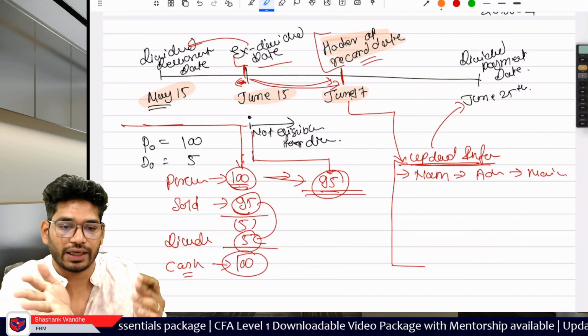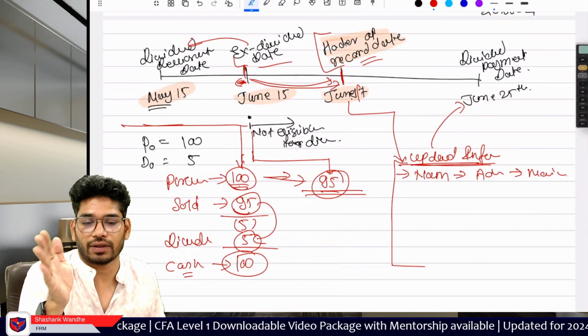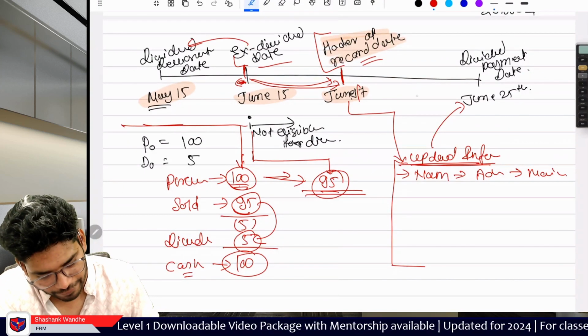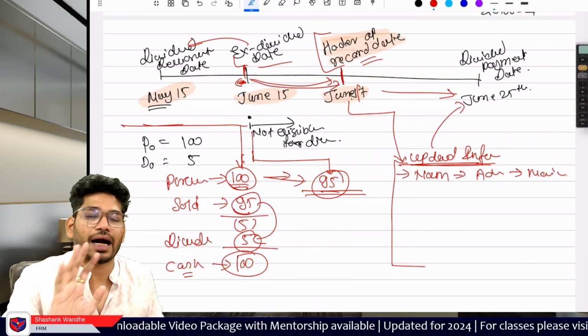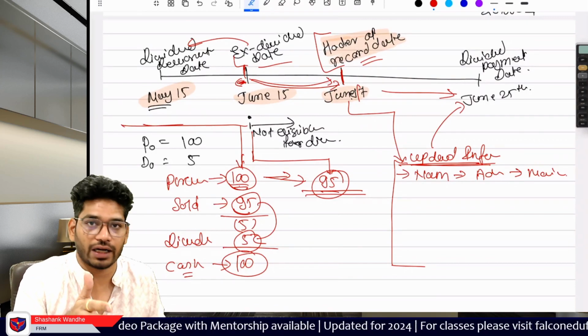That's why generally it is just 2 days. 2 days after the holder of the record date is just 2 days after the ex-dividend date. And then in a few days, the company has to pay the dividend, okay? So there are clear guidelines on how many days the company must pay the dividend and everything, okay?